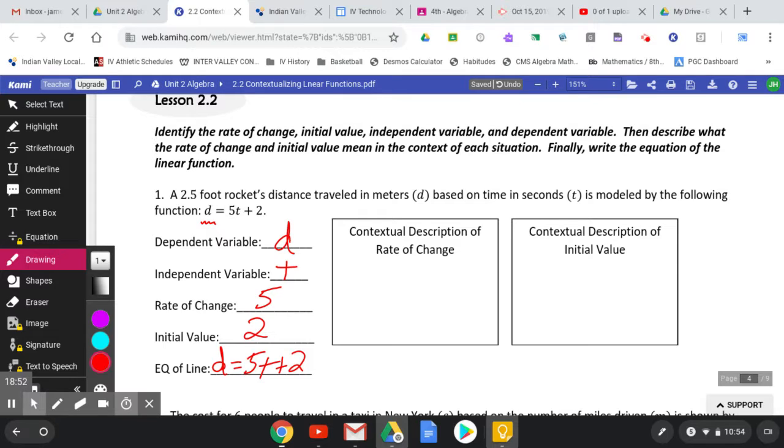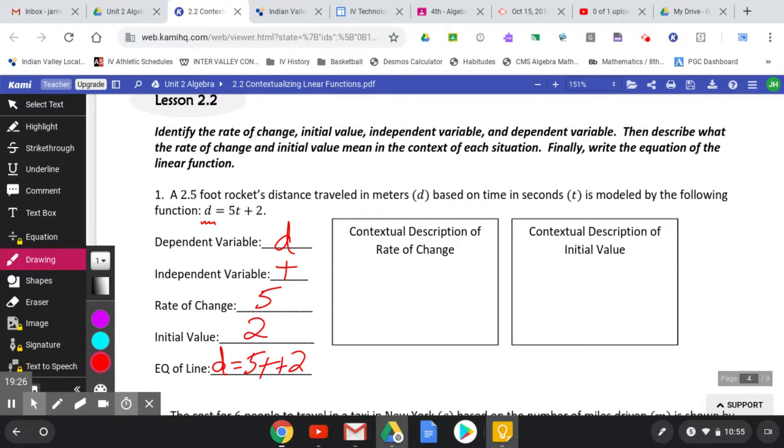What does that 5 mean? Zach? 5 seconds. The distance traveled in 5 seconds? How do you know it's 5 seconds? Because it says T, which is time. Okay, so T is my time. That's my time. 5 is my rate of change.